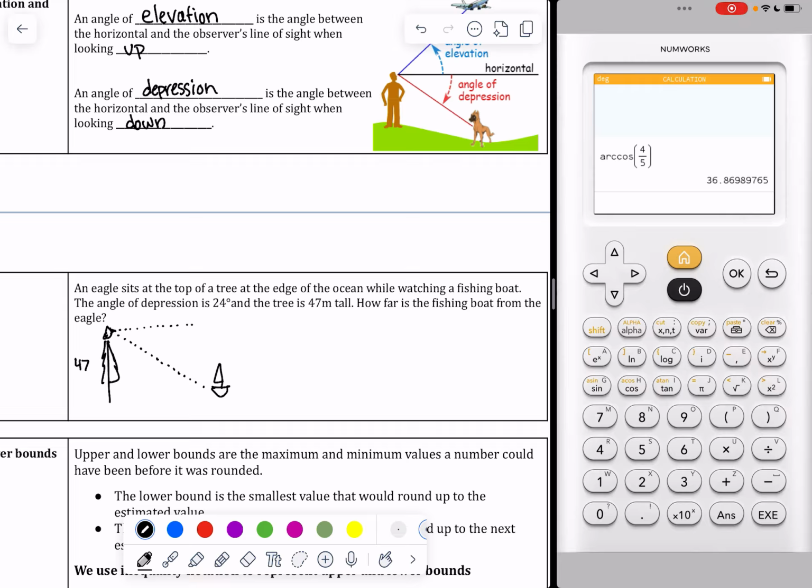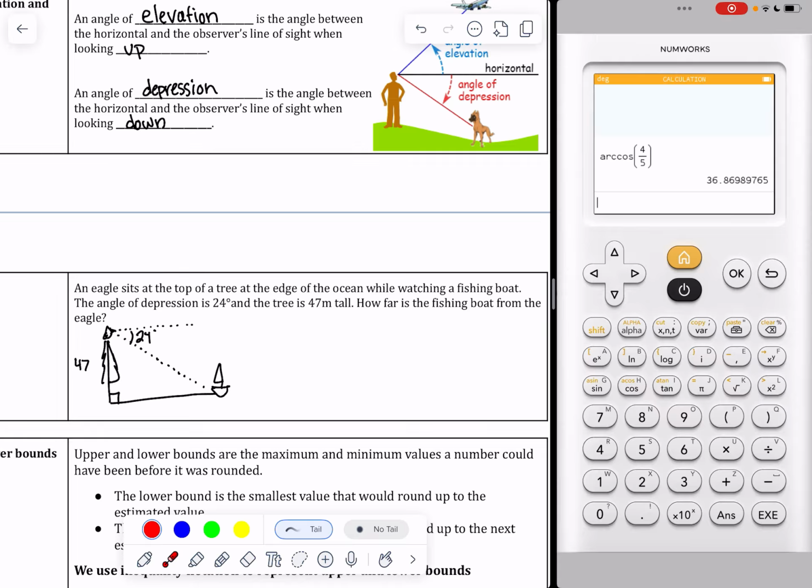So 24 degrees is going to be the angle between this horizontal line and where we're looking. So that would be this angle right here. And we'll notice that if we think about the triangle that we've drawn here, usually just drawing the triangle with the right angle on the ground, 24 degrees is not in that triangle. So it's a really common mistake to put 24 in here, but we have to always remember that angle of depression and elevation are always measured from a horizontal line.